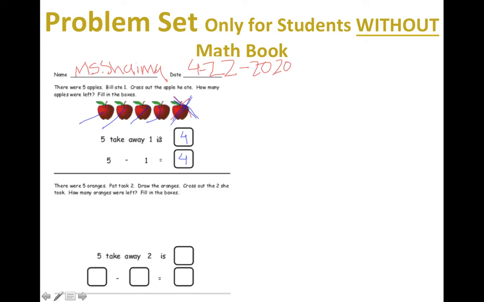5 take away 1 is, I have a feeling this is a mistake because you're taking away 1, right? So it's 1 take away 5. Because you're taking 1 away from 5. So it should say 1 here. I'm sorry, I'm making a ton of mistakes here. I believe the book is correct. It's 5 take away 1 is 4. Again, 5 take away 1 is 4.